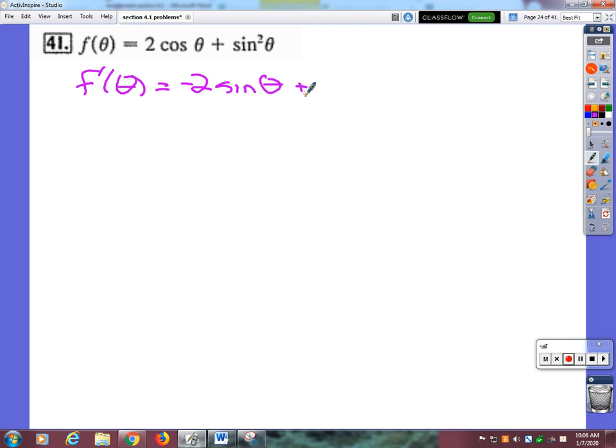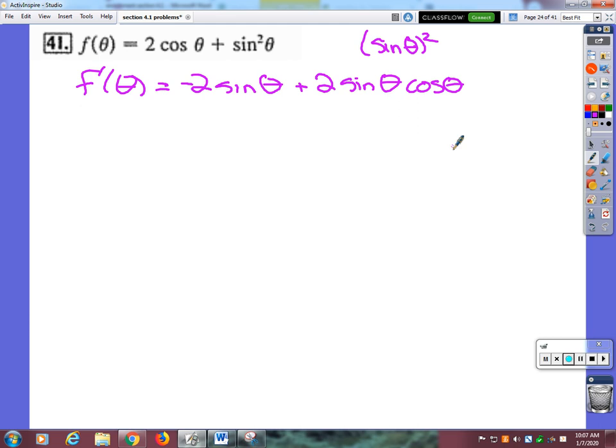But then this one's tricky because sine squared is really like parentheses sine squared, so you have to chain rule it. So I have to put the exponent in front first and make it 2 sine theta, and then I have to take the derivative of the stuff inside, which was sine, so the derivative of that is cosine. And again, that's because I'm thinking of sine squared as being sine theta squared, like that. Good enough?